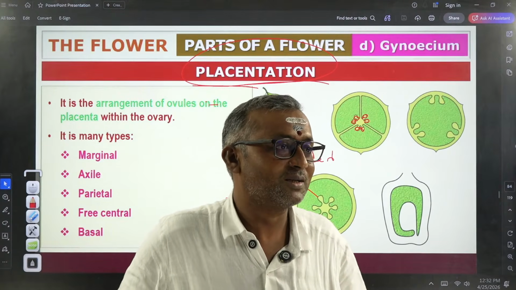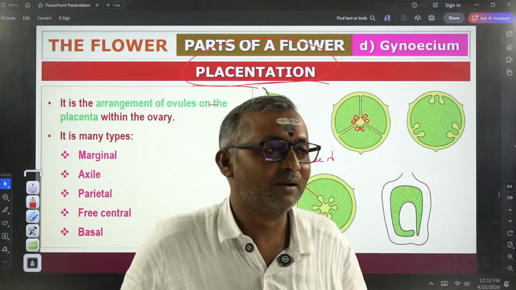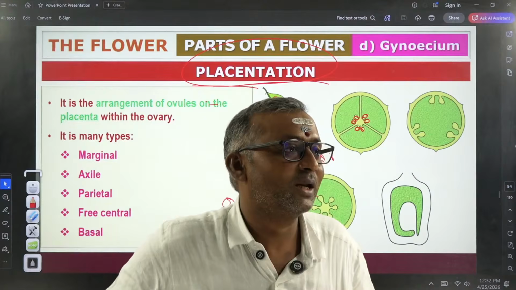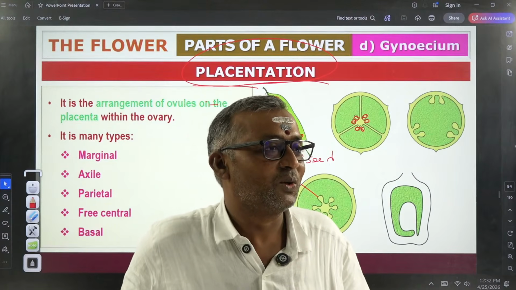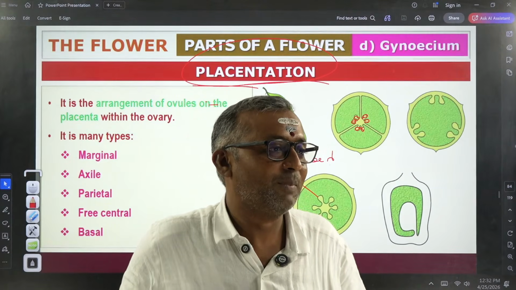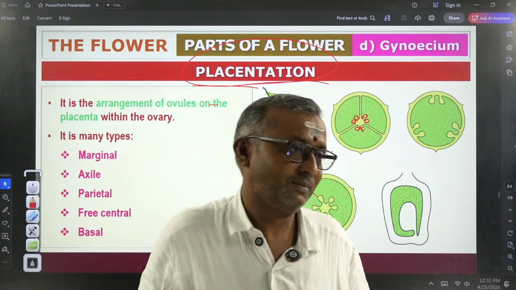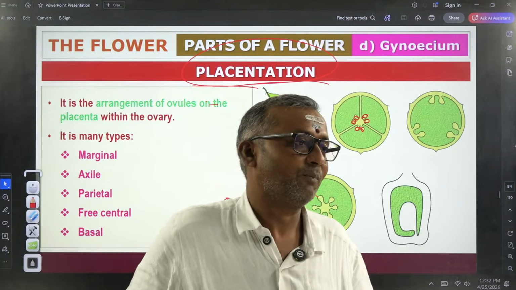Estivation, you are again asking the same. It is the mode of arrangement of sepals or petals in the flower. Simply remember that. Mode of arrangement of sepals or petals in the flower. Okay?